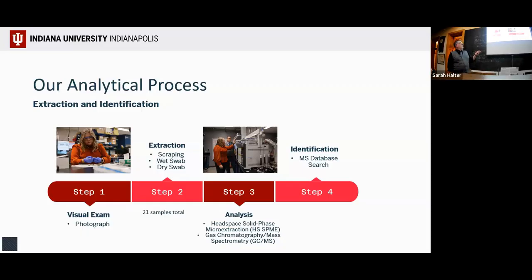Luckily we have a robot that does all of that work for us. So once you have samples in vials, it'll automatically go along and heat the sample and try to determine if there's any VOCs present. Then ultimately, you try to identify everything. You identify those by using a mass spectrometer.